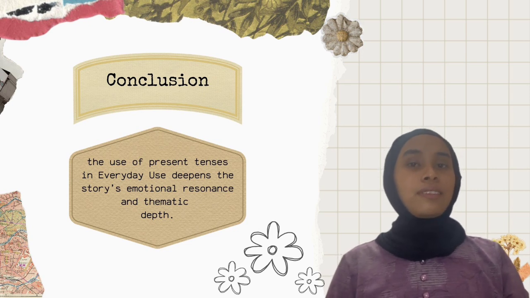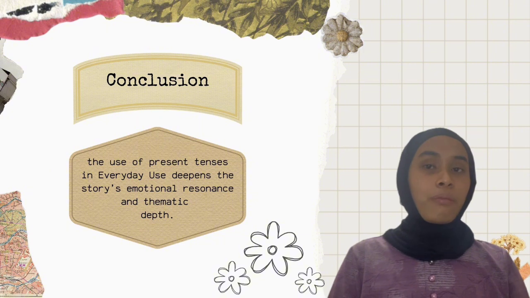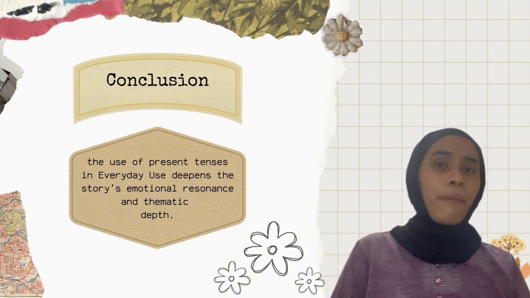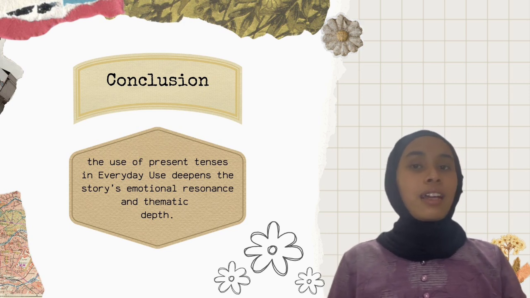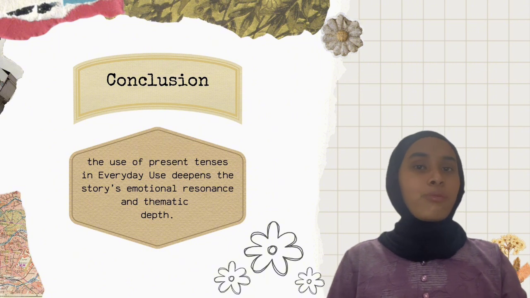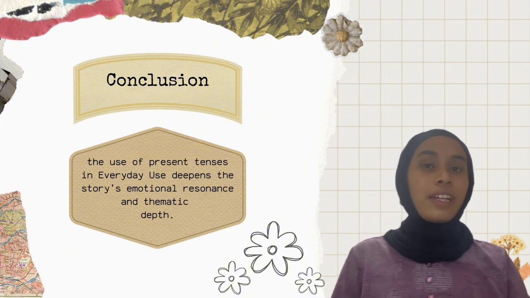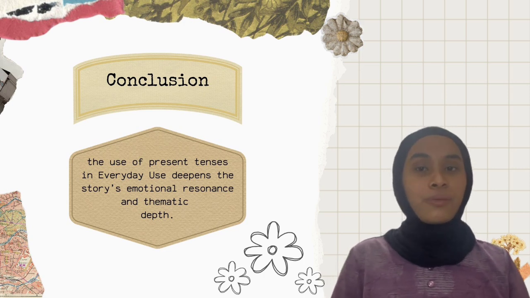The present tense highlights contrast between the characters: Mama's practicality, Dee's dominance, and Maggie's quiet growth. Lastly, timeless tension. The choice of present tense removes temporal distance, underscoring the timeless and enduring nature of the story themes of memory and heritage.